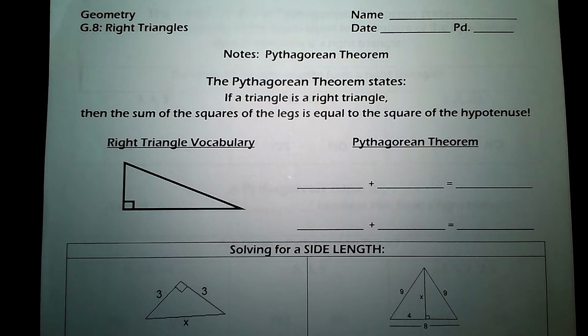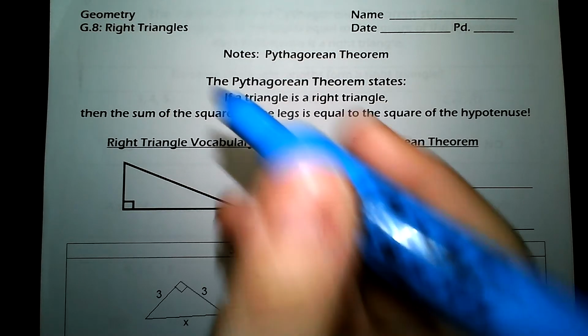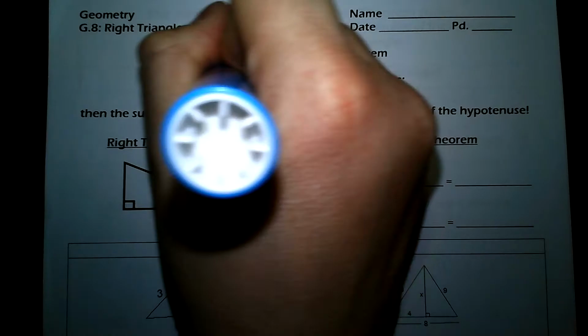This whole unit is about right triangles, and what better way to start right triangles than reviewing everything you already know about the Pythagorean theorem. Good old Pythagorean theorem, you've studied it for several years now, and it's making its showing here in geometry, so let's get started. The Pythagorean theorem is going to be super important. So let's highlight this.